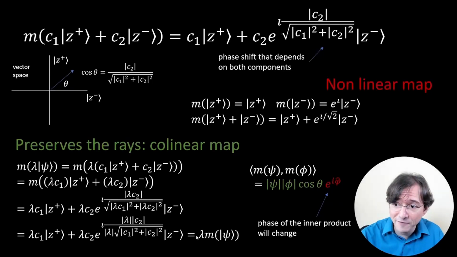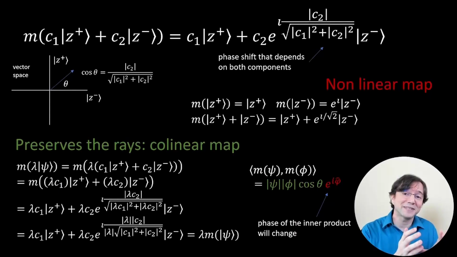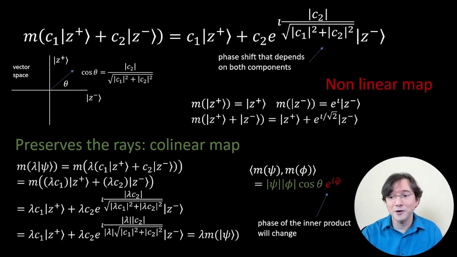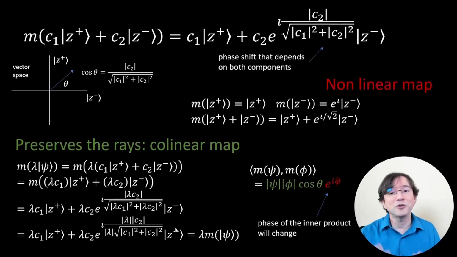So effectively, this is going to be lambda times m applied to psi. So you see the lambda goes outside, right? So this means that the map of a complex one-dimensional subspace is the one-dimensional subspace of the mapped vector. Therefore, we are preserving the collinearity, and so in principle, the inner product is not preserved, right?